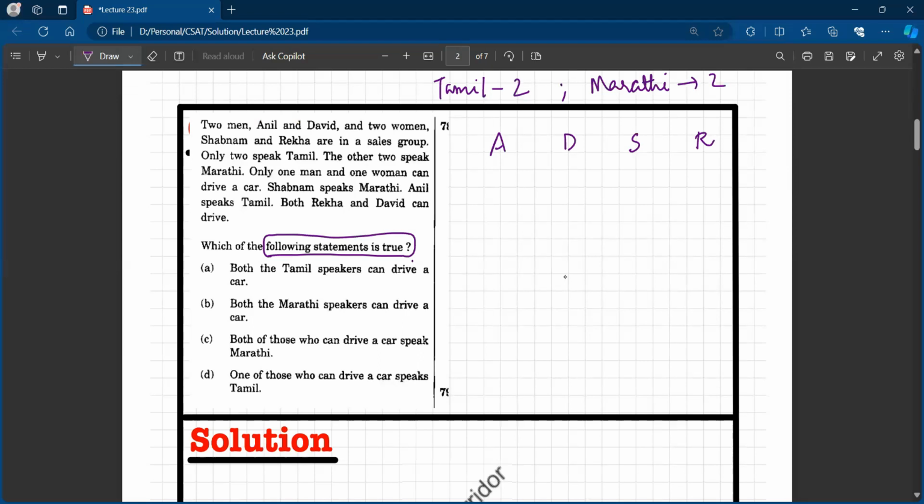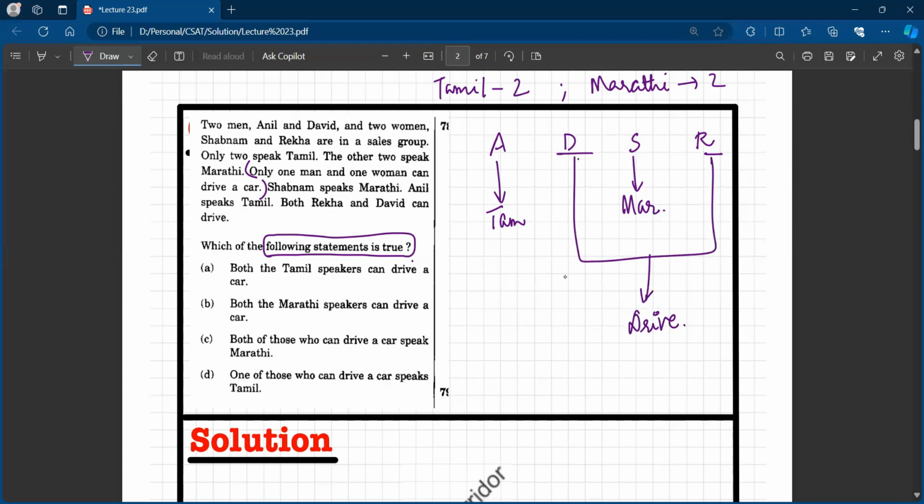Now, only one man and one woman can drive a car. Shabnam speaks Marathi. And Anil speaks Tamil. Clear? Now, out of D and R, only one will speak Tamil, and only the other one will speak Marathi. Anil speaks Tamil, done. Both Rekha and David can drive. Both Rekha and David, they both can drive.